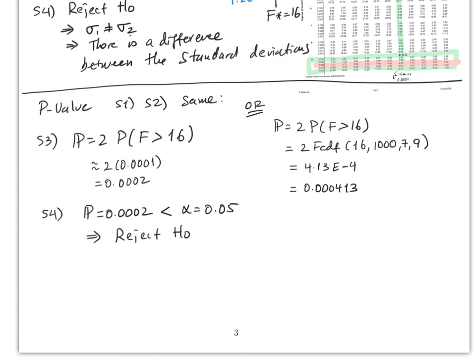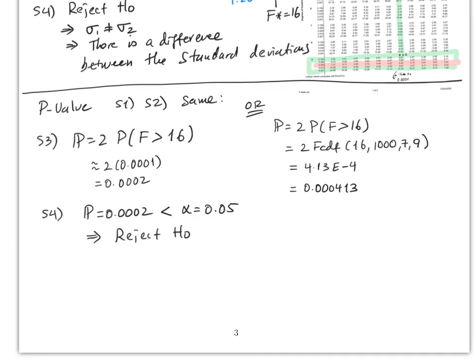So this is more exact than the table, but as you can see, it also took a little longer. So the table could be a little bit easier and faster. And again, if you compare this p-value, clearly it's going to be less than alpha, so the conclusion is going to be also to reject. And that's it.